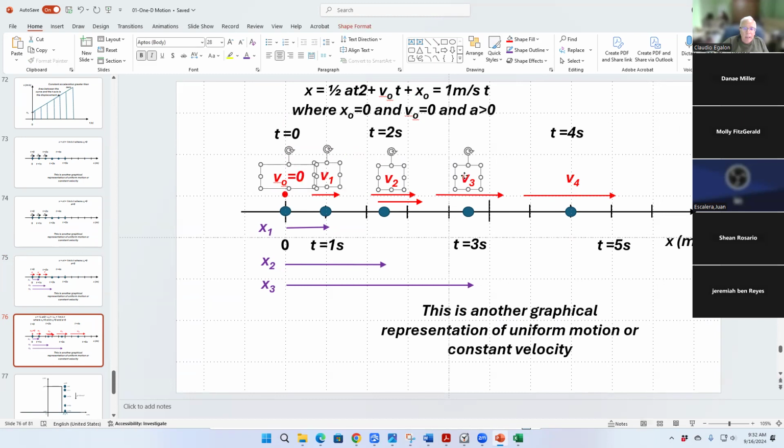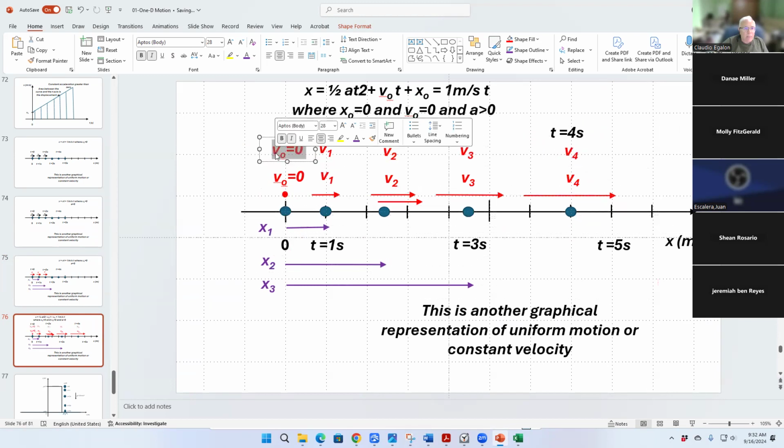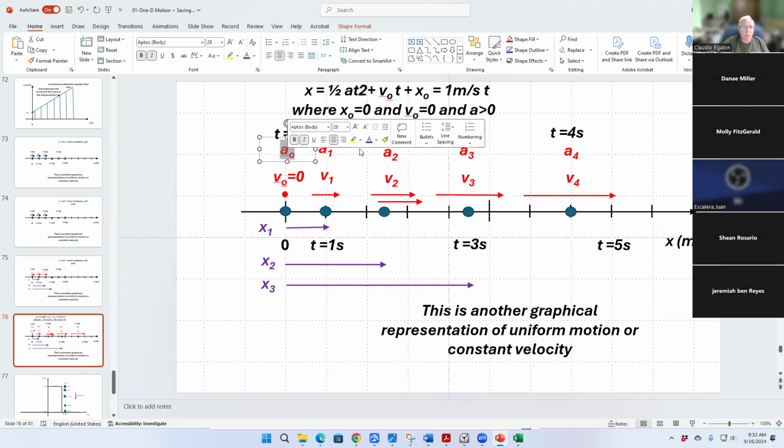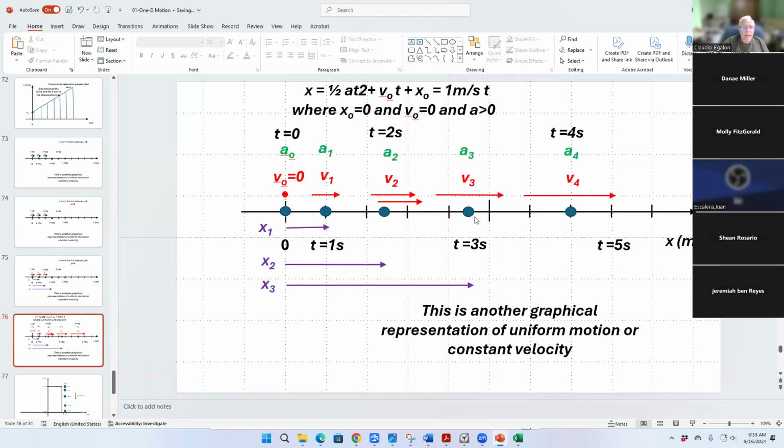Okay, and I'm going to copy all those v's here and paste them with a different color. You know, a naught, that's going to be a1, that's going to be a2, a3, a4, and I'm going to show them in a different color. Let's make it green. This is green, this is green, this is green, and this is green. Are you getting the idea? And then I'm going to come up with the vectors too. But now, because the vectors are acceleration vectors, and because this type of motion is uniformly accelerated motion, the length of the acceleration vector is going to be the same throughout.